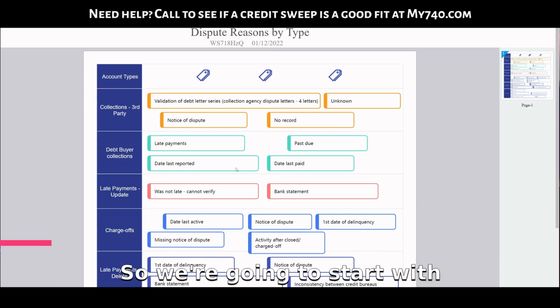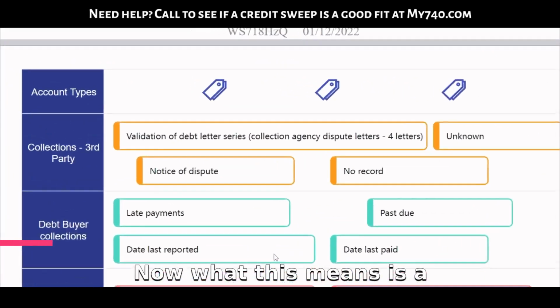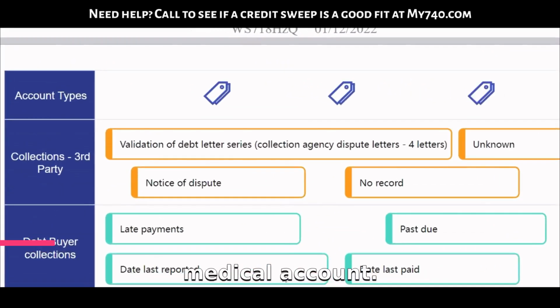All right, so we're going to start with collections, third party. Now, what this means is a medical account, medical collection, or a car insurance collection, or something where it's a third party that is collecting on behalf of. Okay, so it is still with the original data furnisher.